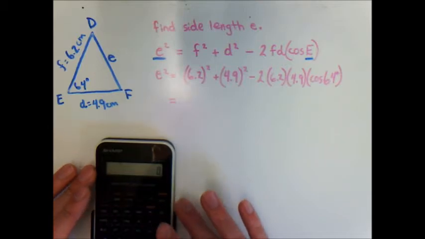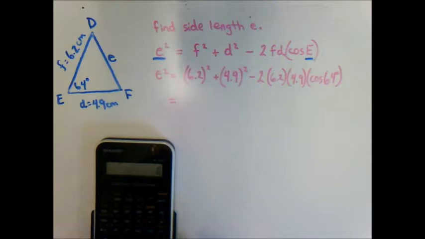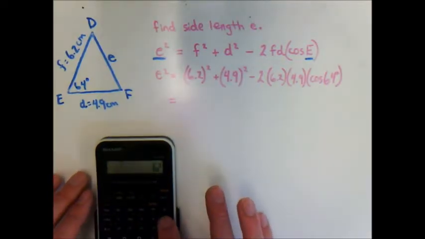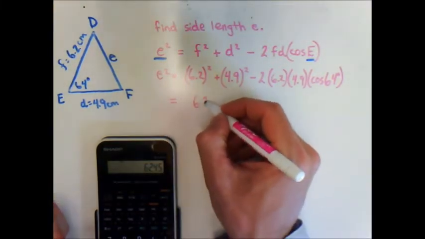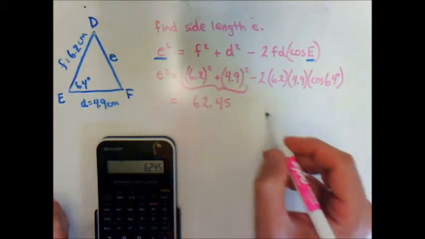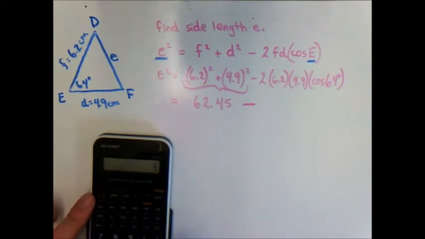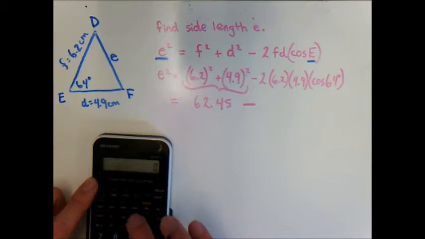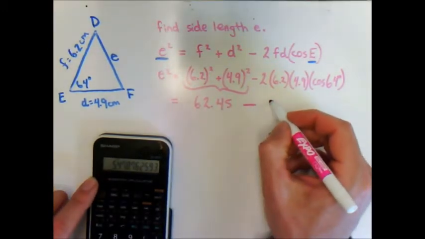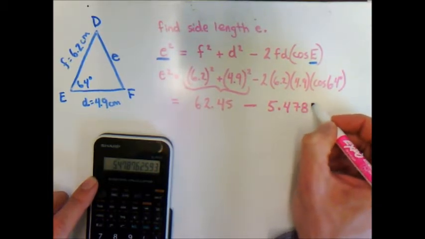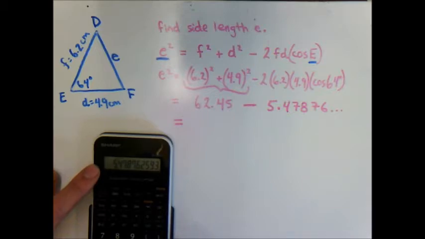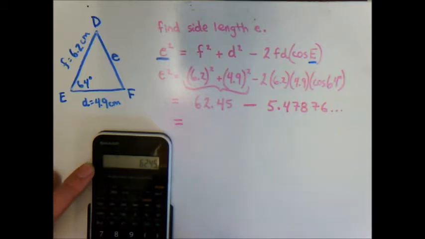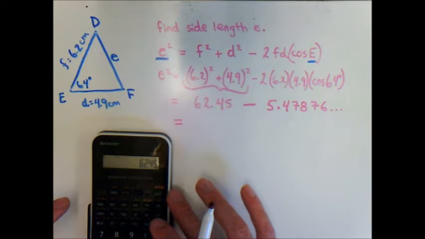I'm going to see if my little calculator can handle this. Mine won't be able to, but I can do big chunks of it. So I can do 6.2 squared plus 4.9 squared. Should be 62.45. That was both of these parts. And then we just have minus. Now I have to do 64 cos, times 2 times 6.2 times 4.9 equals 5.47876. I don't want to round too early. And I'm going to do the last step, which is just 62.45 minus this whole 5.47876.